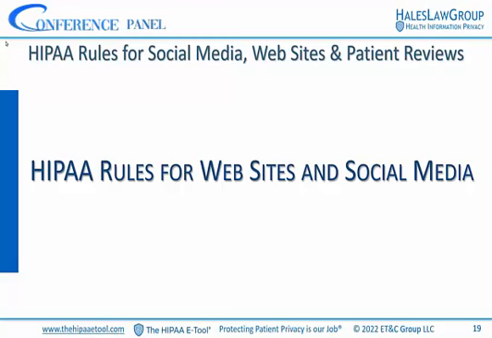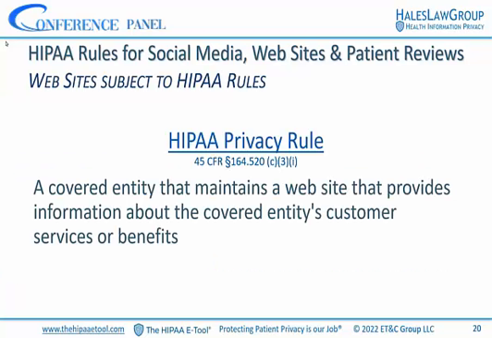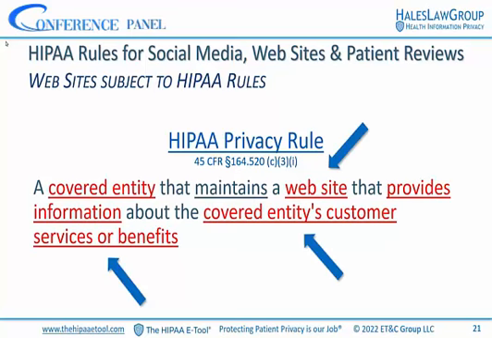So, HIPAA rules for websites and social media. What websites are subject to the HIPAA rule? It comes from the HIPAA privacy rule, in the section that involves the posting of a notice of privacy practices. Here's the key language: a covered entity that maintains a website, and the HIPAA rules use two words for website. Sometimes you see it spelled as just one word, but this is the HIPAA rules. Any covered entity that maintains a website that provides information about the covered entity's customer services or benefits. That is the definition of a website that is covered by the HIPAA rules.